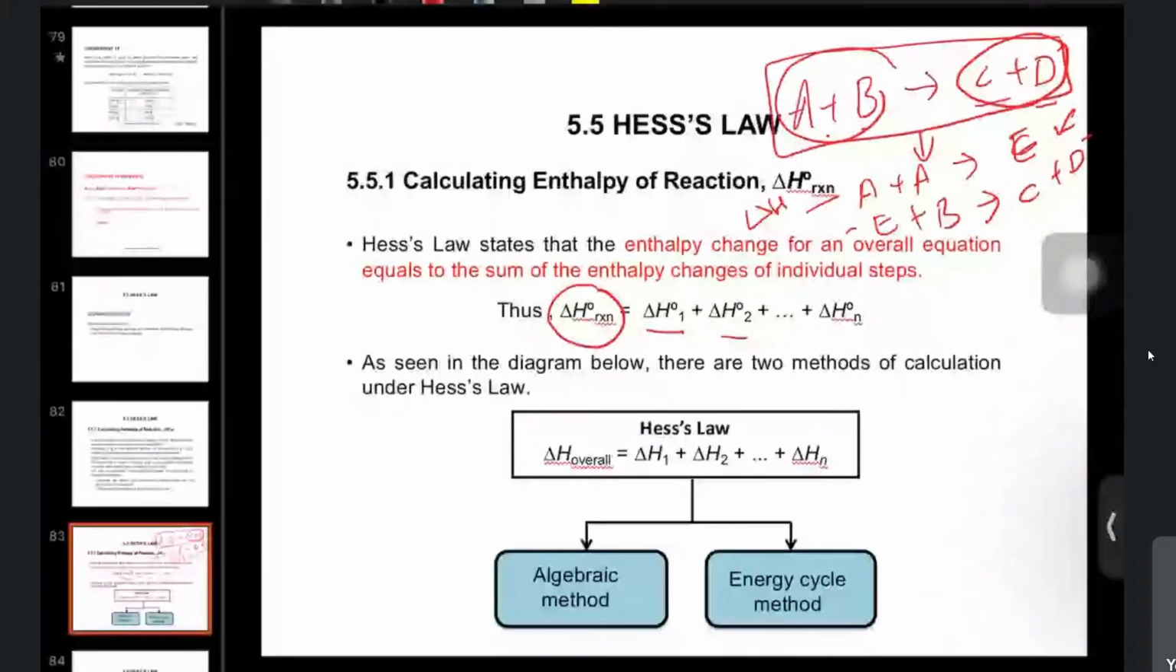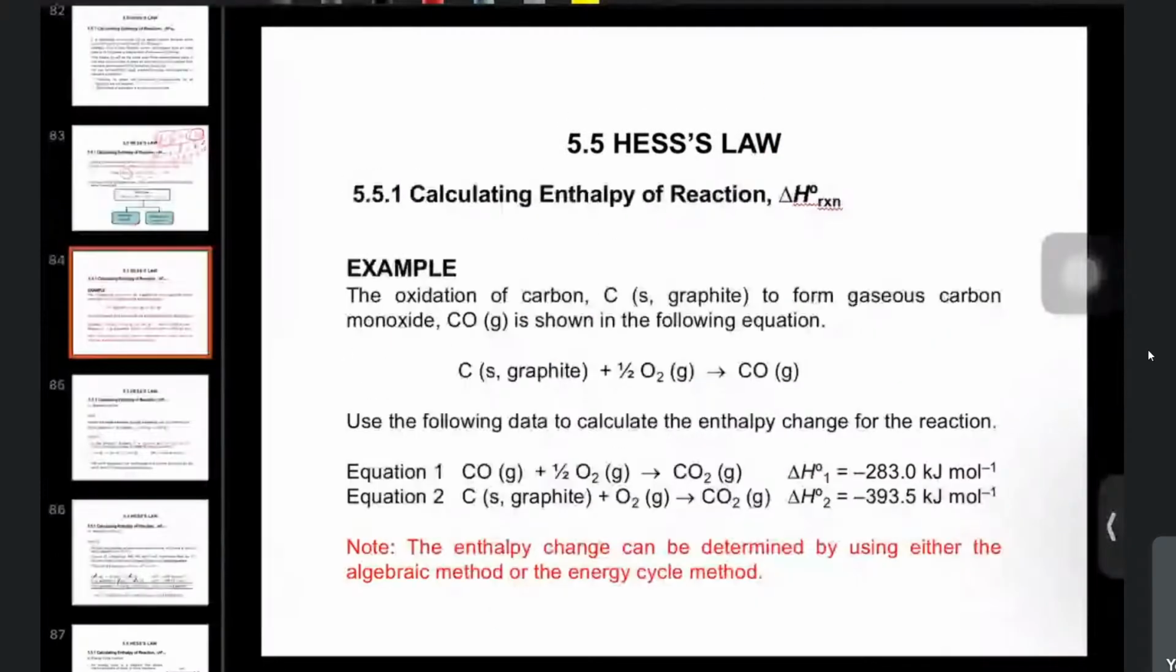So you kena tambahkan semua dan you dapatlah the enthalpy of the reaction. Okay, so as seen in the diagram below, there are two methods of calculation. Okay, the oxidation of carbon to form gases carbon monoxide is shown in the following equation. Okay, you ada C plus half O2 produce CO. Okay, use the following data to calculate the enthalpy change for the reaction.